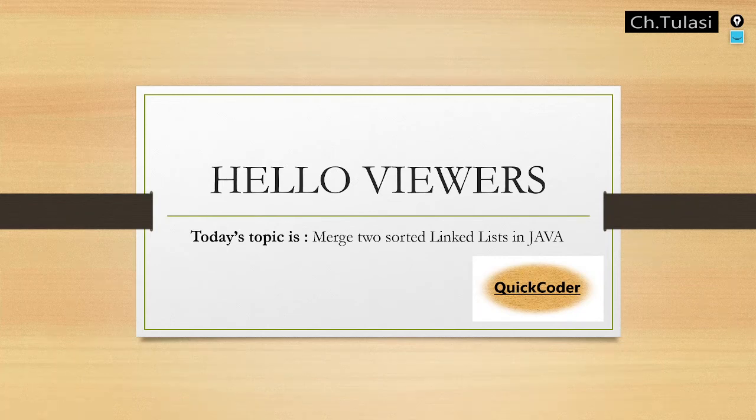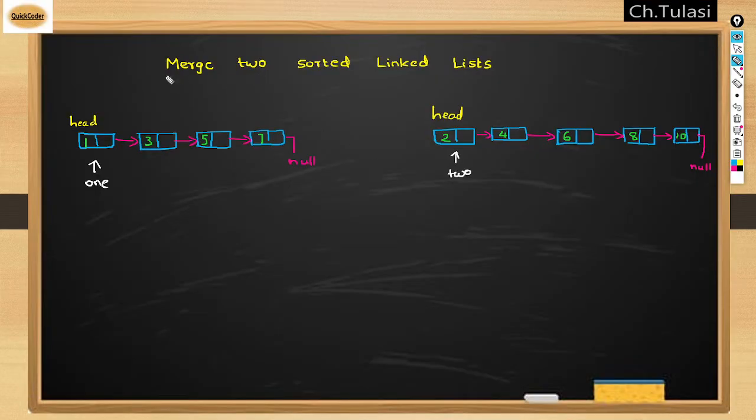My name is Tulasi. Today's topic is how to merge two sorted linked lists in Java. So let's get started. Okay friends, let's discuss how to merge two sorted linked lists. So this is one sorted linked list and this is another sorted linked list.